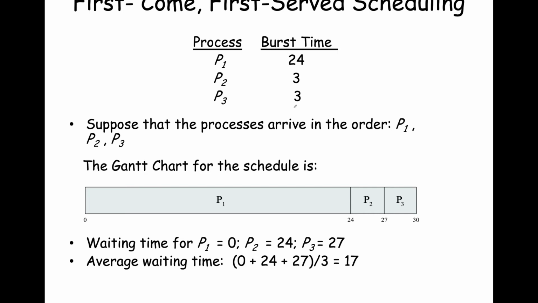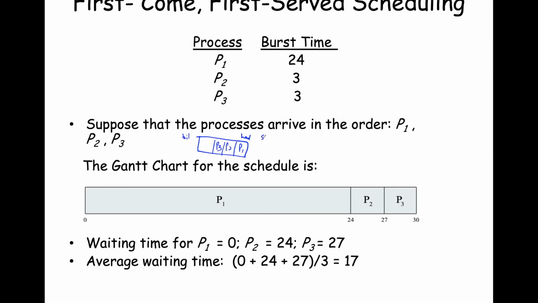Now suppose that the processes arrive on the ready queue in a particular order, and they arrive in order P1 followed by P2 followed by P3. So in that particular case, here's your queue, and here's the tail, and here's the head, and process P1 arrives, and then behind it is process P2, and then behind that is process P3.